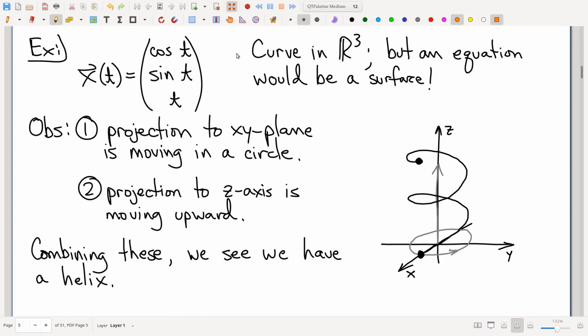So this is 3-dimensional because my position has 3 coordinates. That means I'm in 3 dimensions. So this is tracing out a curve in 3 dimensions. I am not optimistic on finding an equation. Equations, we're going to see a lot of this later, but equations in 3 dimensions tend to make surfaces. There's a few counterexamples, but generically, equations make surfaces. So we've got a curve.